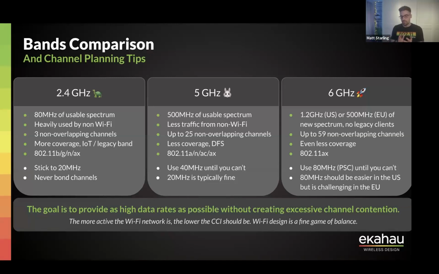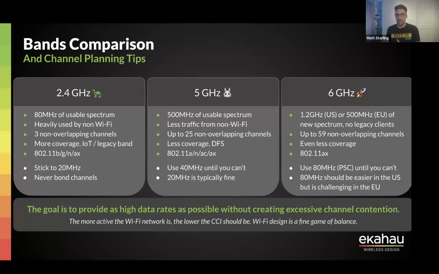When it comes to channel widths in 5 gigahertz, what we would always recommend is use the widest channel you can until you can't, because it's going to give you faster data rates and increased throughput for your devices. However, if you're using wide channels and you notice that you have lots of co-channel interference or congestion in your environment, then you want to go down to a more narrow channel width.